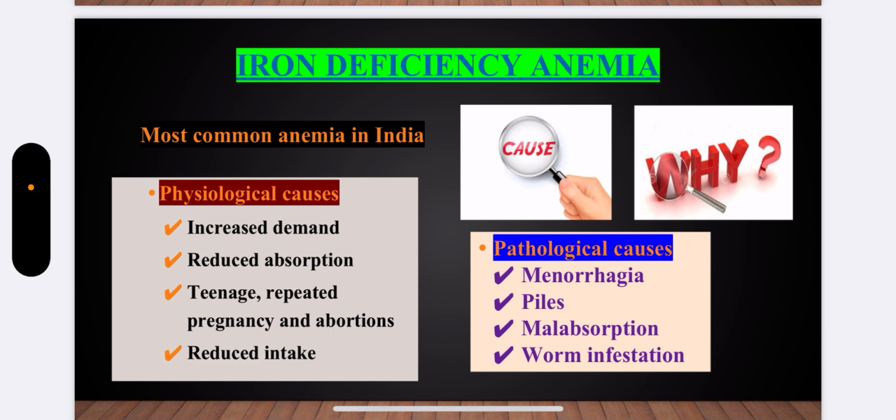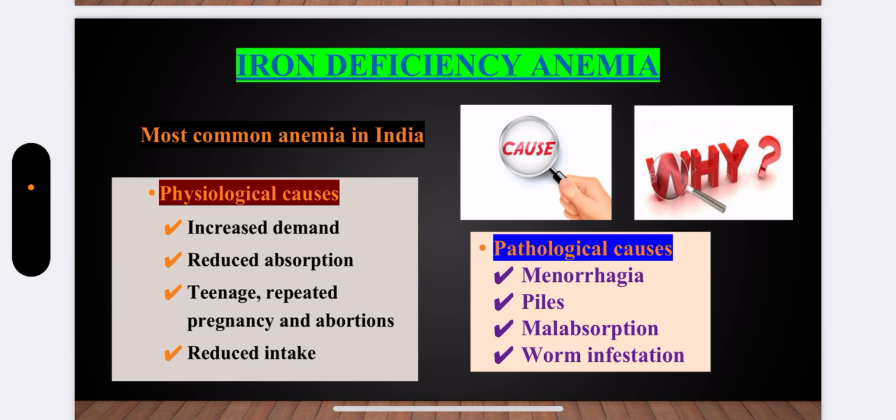or lactating females. Secondly, when the absorption is reduced, if the person is consuming more oxalates in the diet, iron absorption will be decreased. In case of teenage pregnancy, repeated pregnancies, repeated abortions, iron deficiency anemia can occur. And if there is reduced iron intake, poor people, they consume lesser amount of iron. Exclusively milk-fed infants, they can also suffer from iron deficiency anemia.